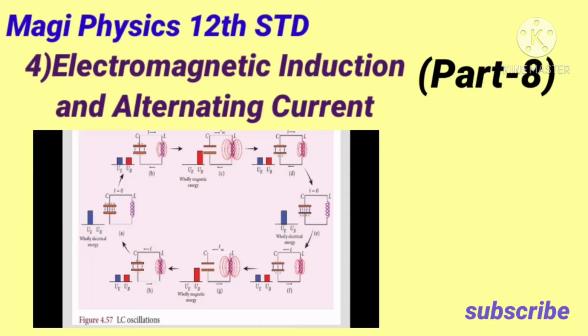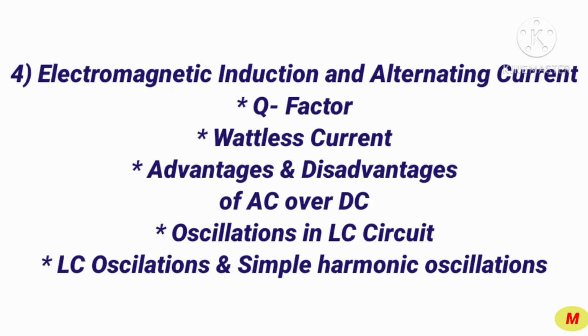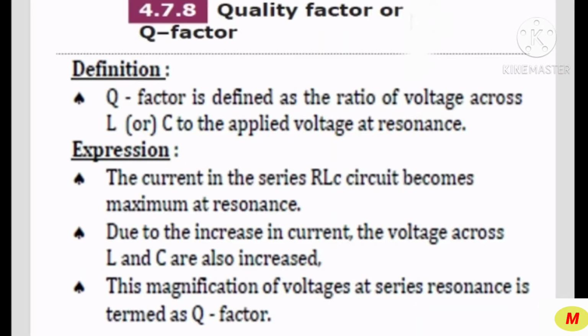Hello students, now we are going to discuss some important topics in the 4th lesson, electromagnetic induction and alternating current. First one is about quality factor or Q factor.